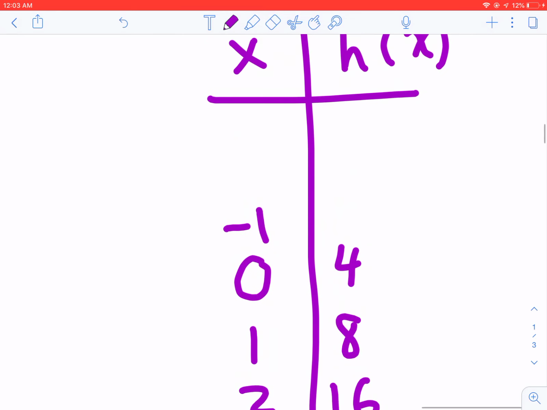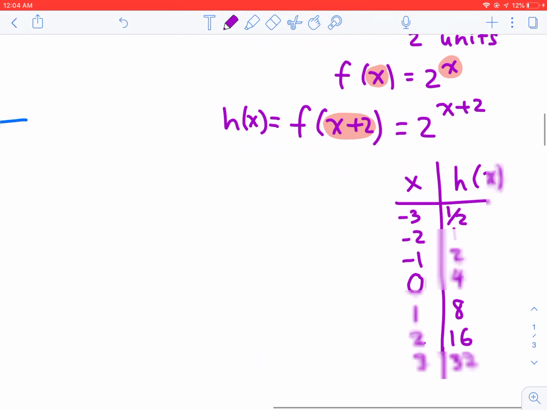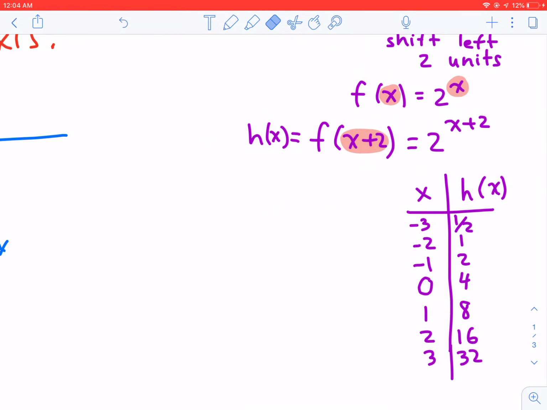At negative 1, it'd be 2. At negative 2, it'd be 1. At negative 3, it'd be a half, etc. So we got all the same values, just shifted left 2 units.